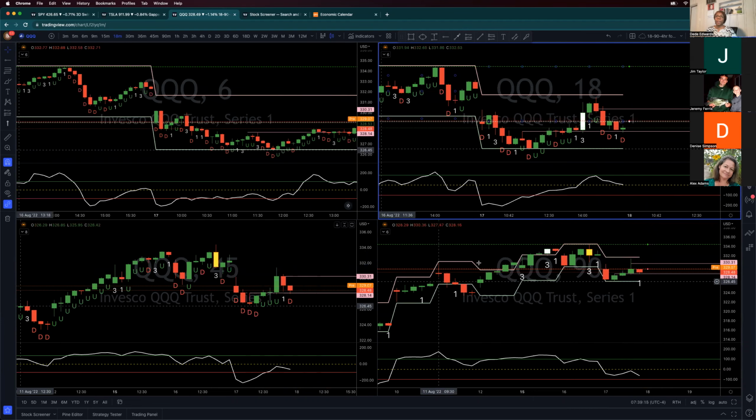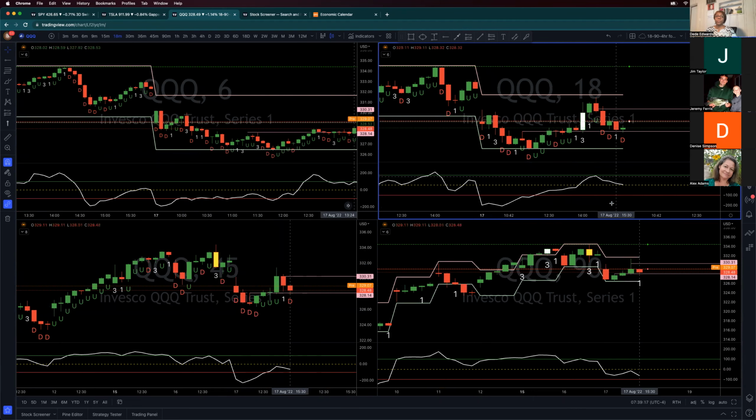So just be careful with those reversals. We're using the 45, 90 as our reversals. We like to see those crossovers, right?